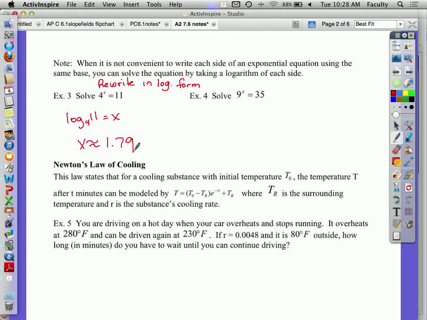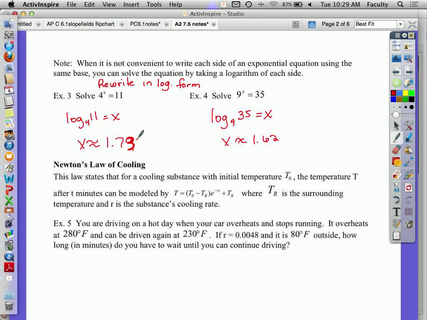Rewrite it in logarithmic form and then use your calculator. Sorry, this one was 1.73, right? Okay, sorry about that. All right, in example 4, I got 1.62. If you're sitting there thinking, how is she doing that, and you have forgotten 7.4, come in at lunch, math study table, and I can reteach it, go over it again.